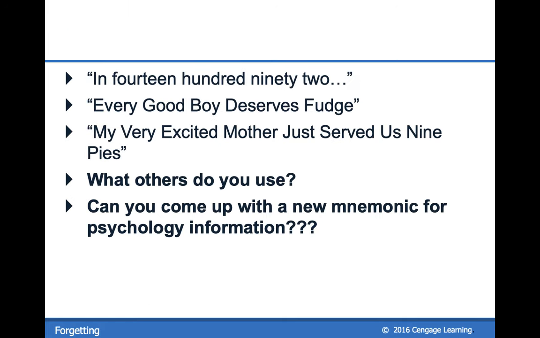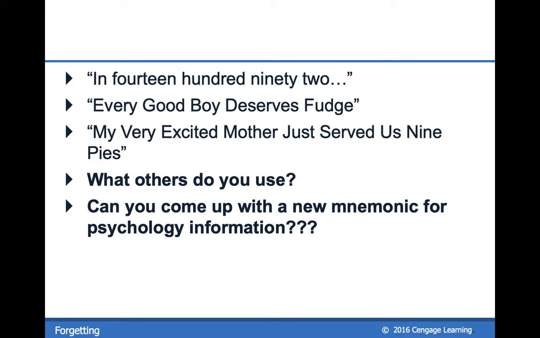Maybe 1492, Columbus sailed the ocean blue. What about every good boy deserves fudge? Or I've heard fun. What do you think? Do you guys know what that is? That's the musical notes on a scale. My very excited mother just served us 9 pies. That's the planets, including Pluto. I'm sure they've now adjusted that somewhere, but when I was a kid, it was 9 pies or 9 pizzas.